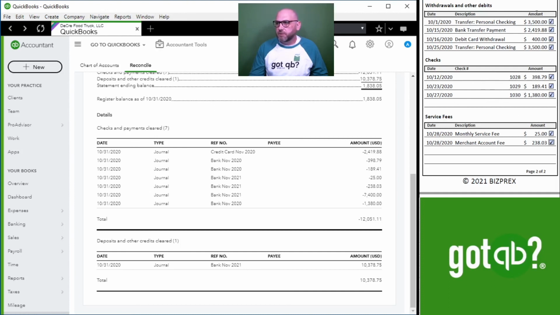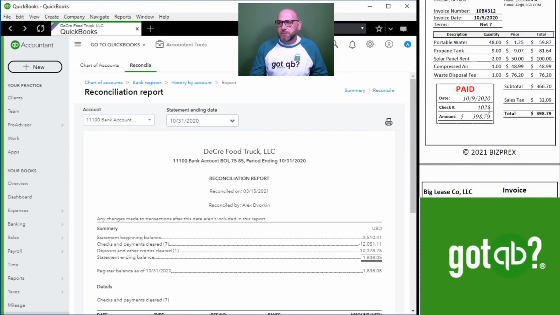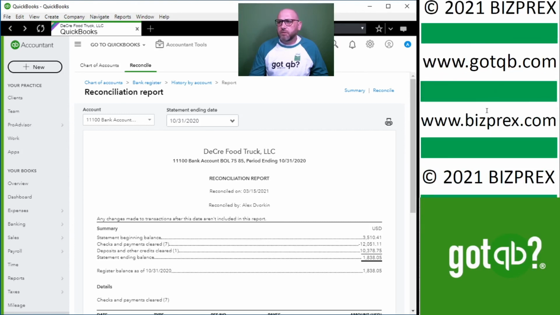All right, we see our draws right here. We can do that math. Checks are individual, fees are individual, right? We're good to go. After that, again, we would print it, attach it to our bank statement, and that would complete reconciliation and booking of our bank statement.